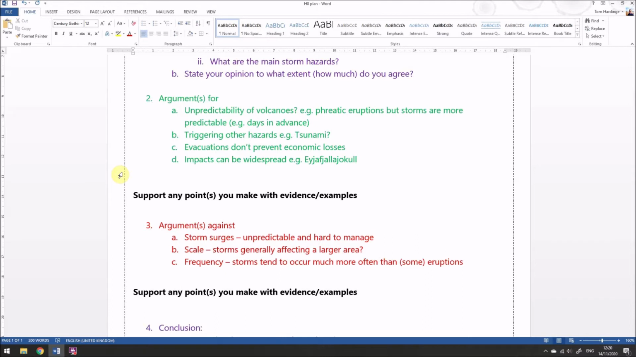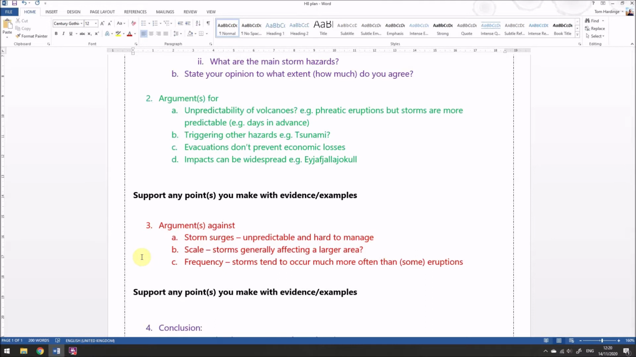So for example, if you were arguing in support of that statement that volcanic hazards do have more impact than storm hazards, then you might have more arguments for than you would do against that statement, and vice versa if you were arguing it the other way around.